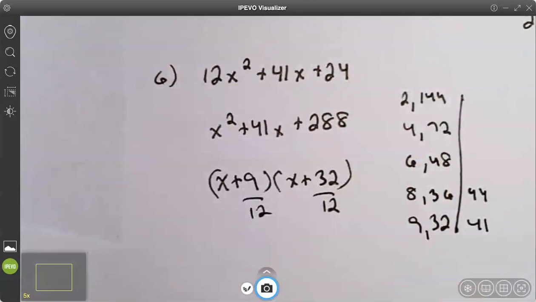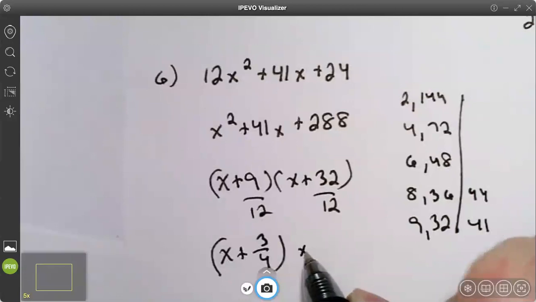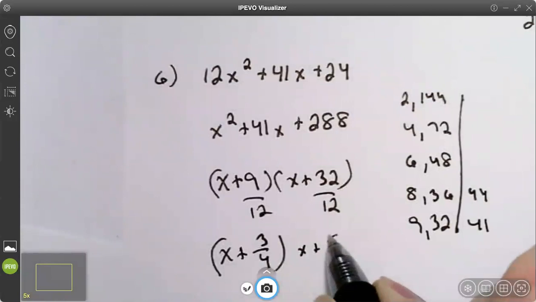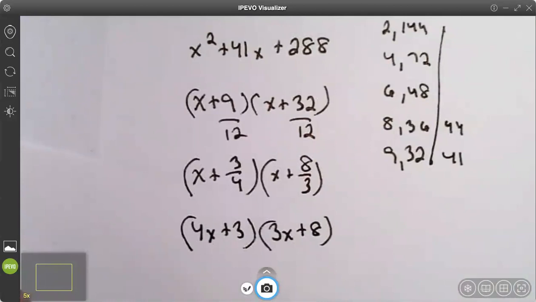We need to simplify these fractions. 9 over 12 simplifies to 3 over 4. 32 over 12 simplifies to 8 over 3. 4 won't go into 3, so we swing the 4 back. 4x plus 3. 3 won't go into 8, so we swing the 3 back. 3x plus 8. And that is our answer.